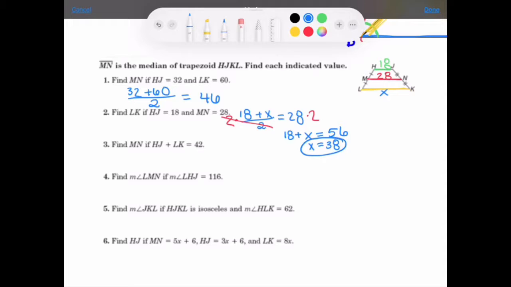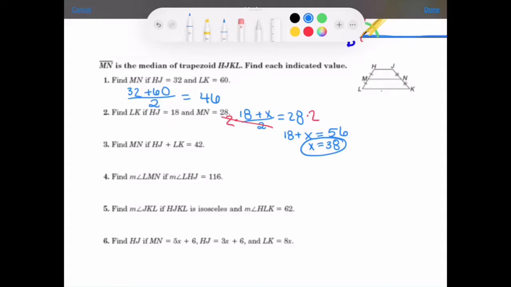All right, so that's what we have for number 2. Again, it's the same process as number 1. We're just finding the average of the two parallel sides of the trapezoid, and that will give us what the median is, or the midsegment. Either term works. All right, so moving on to number 3. Number 3 says, find MN if HJ plus LK is equal to 42.